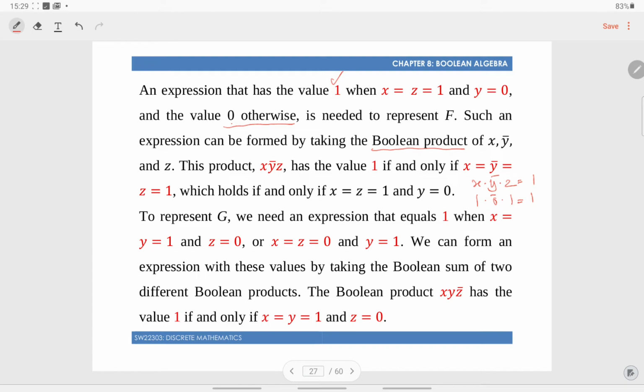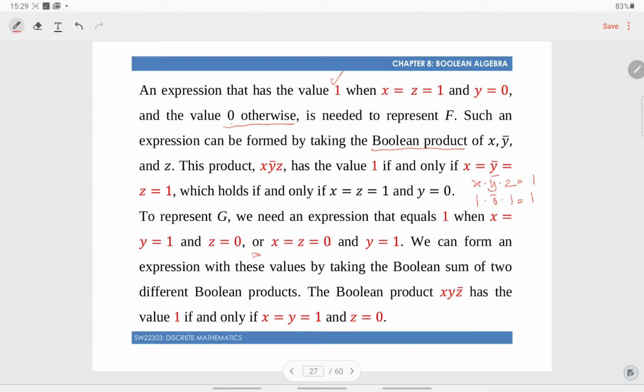Finished with f, we move to g. g has two outputs with value 1. To represent g, we need an expression that equals 1 when x and y equal 1 and z equal 0. That's the first combination. Or, the second one, x and z equal to 0 and y equal to 1, also gives the output equal to 1.